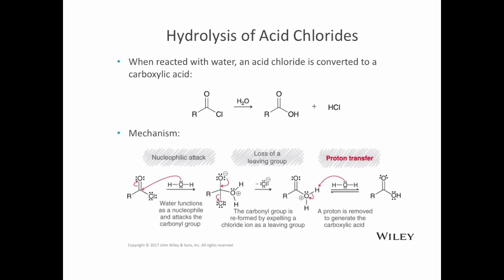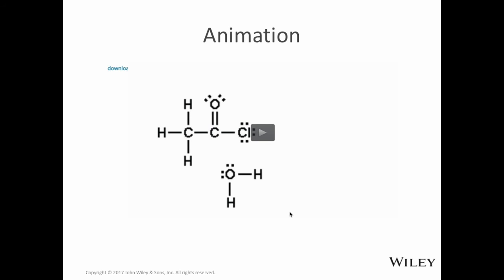When reacted with water, an acid chloride is converted into a carboxylic acid. So in this, the first step is the water performs a nucleophilic attack, and then you get to that tetrahedral intermediate, which then collapses and kicks off chloride as the leaving group. And then you get a proton transfer to get to your carboxylic acid product.